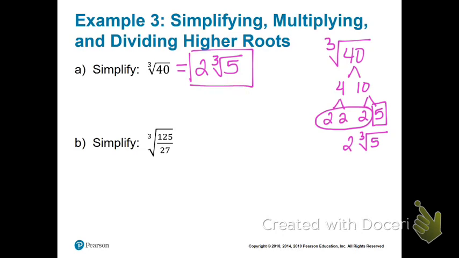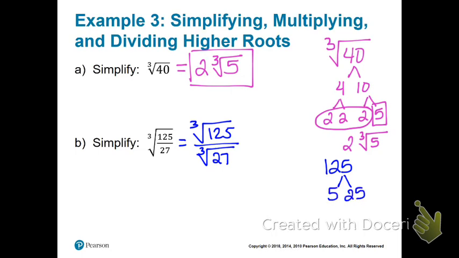And then B, 125 over 27 doesn't reduce, and so we can separate them. So we could say this is the same as the cube root of 125 over the cube root of 27. Because we could do our factor tree for 125, which is what, 5 times 25? 5 is prime, and 25 is 5 times 5. We're looking for 3 of a kind, so we find it's 5 with nothing left, so no radical. So the cube root of 125 is 5.